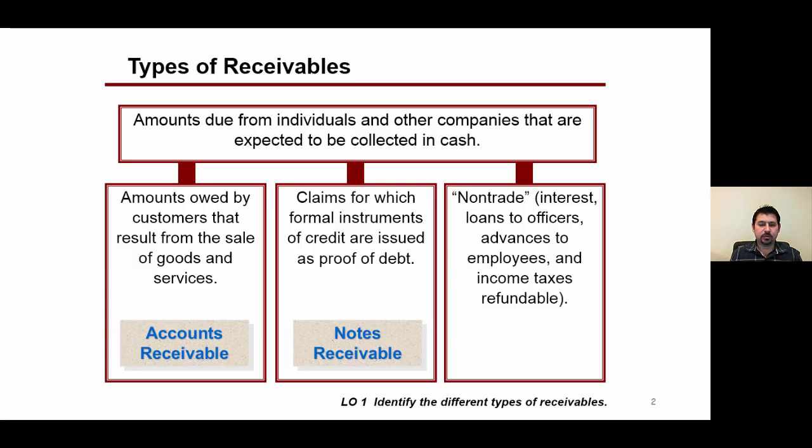And there are also non-trade receivables, like for example returns from income tax. So we have also interest receivable. We have the money that employees might owe the company and they would have to pay it back, like for example advances to employees, etc. All these are called non-trade receivables or other receivables, and we call them non-trade because they are not generated by the company's business.